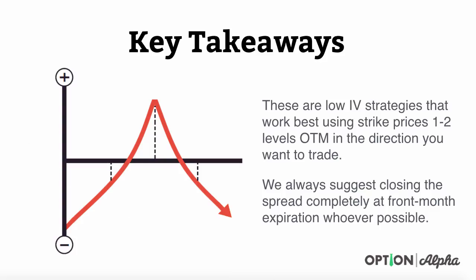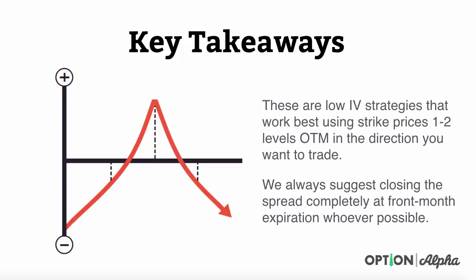All right, so as far as key takeaways go, these are definitely low implied volatility strategies that work best when you're using strike prices 1 to 2 levels out of the money in the direction that you want to trade. The further you get with your strike prices, as you get further and further out of the money, the more and more directional this trade becomes. So it's important that you keep these strike prices just a couple levels out of the money to really maximize the potential of this strategy.